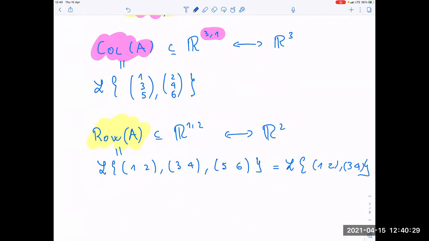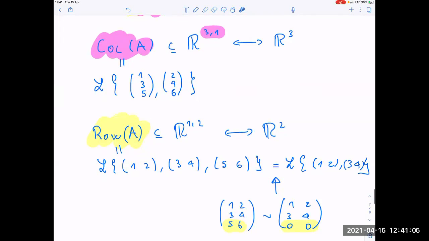And the reason why this is true is that if you take the matrix A, 1, 2, 3, 4, 5, 6, this is row equivalent to this matrix here. So you can apply elementary row operations in such a way that you cancel the last row. Try, you will see. And this is why you only need 2 of them here, because this matrix has rank 2, not 3, since it only has 2 columns, it cannot have rank 3, right?